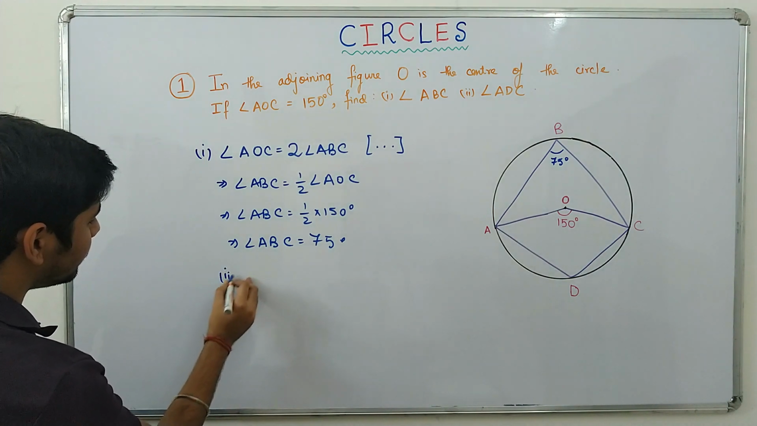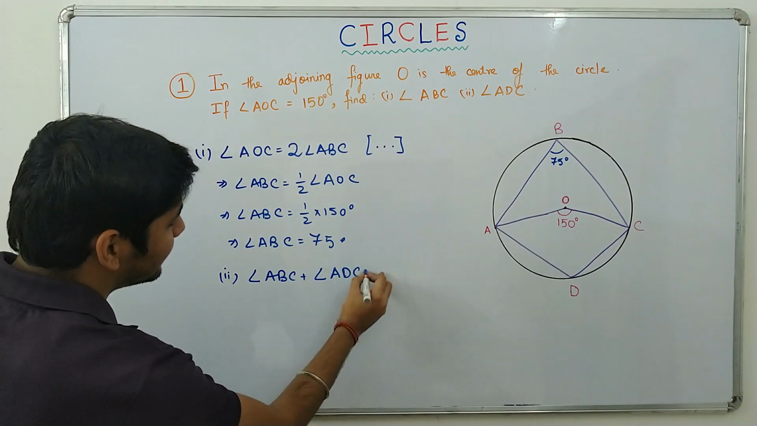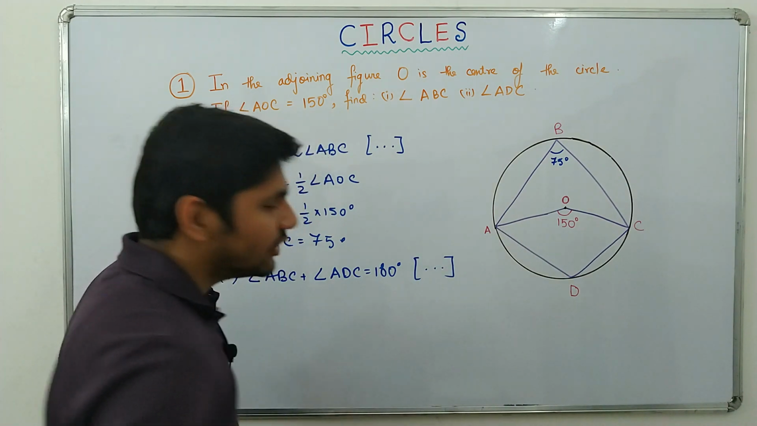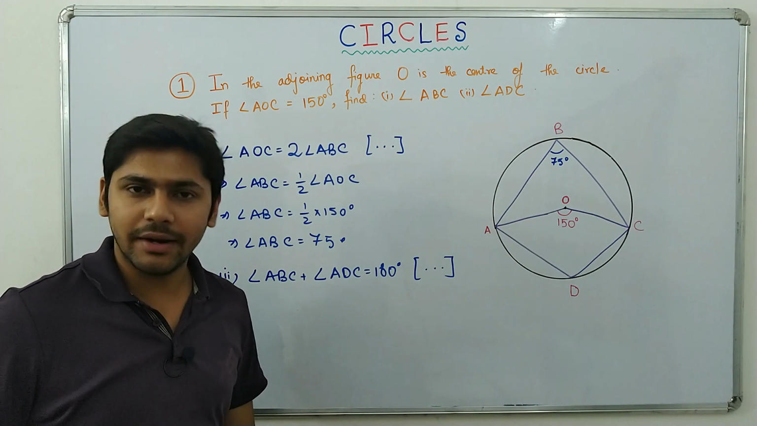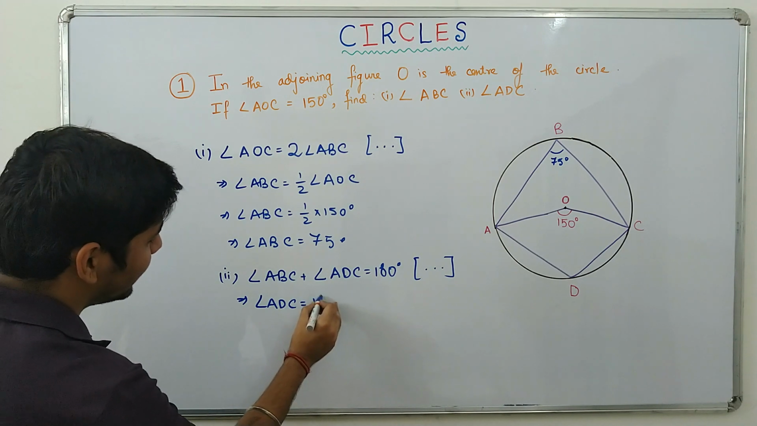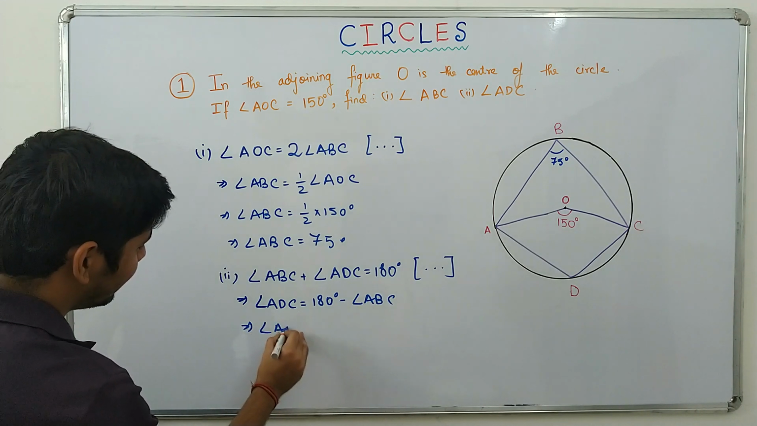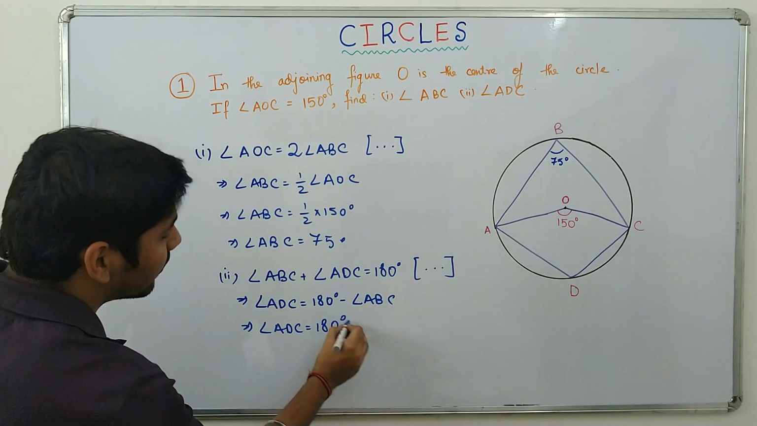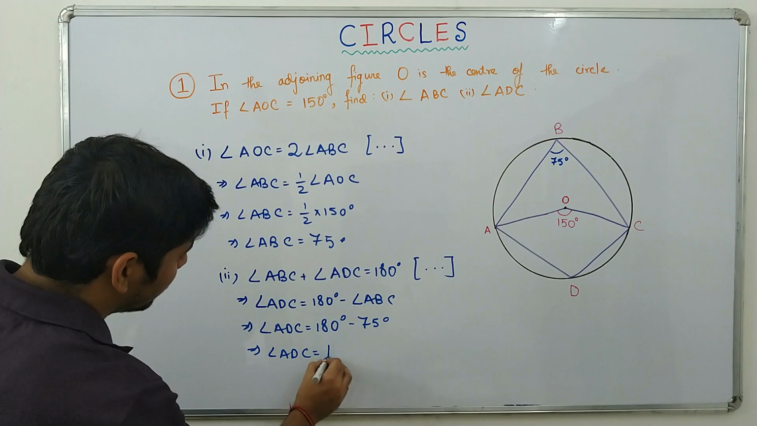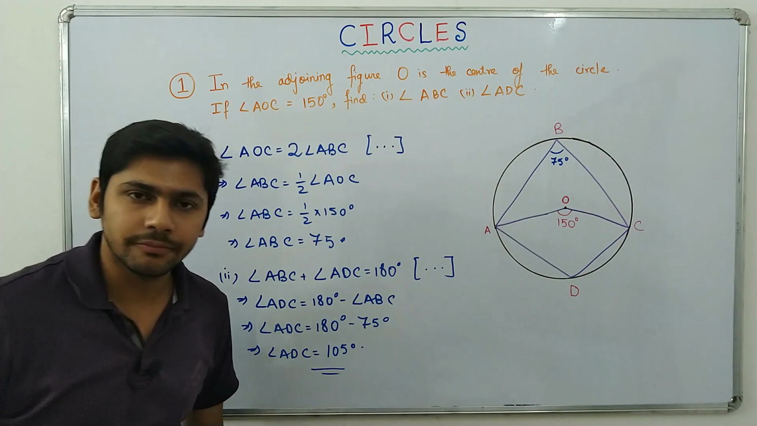Number 2, angle ABC plus angle ADC is equal to 180 degrees, and beside this I will write the theorem that I used, that the opposite angles of a cyclic quadrilateral are supplementary. So I get angle ADC is equal to 180 degrees minus angle ABC. So angle ADC is equal to 180 degrees minus 75 degrees. So angle ADC is equal to 105 degrees. Simple. Now we move on to the next question.